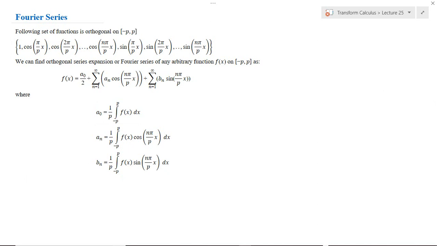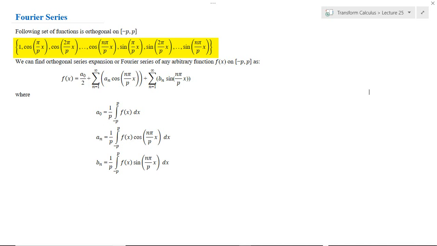So in the last lecture, we talked about representing a function using one orthogonal set of functions with respect to another function. And we saw that we can use one orthogonal set of functions to represent any arbitrary function, and we call it Fourier series or orthogonal series expansion. The following set of functions is orthogonal on the range of minus p to p.